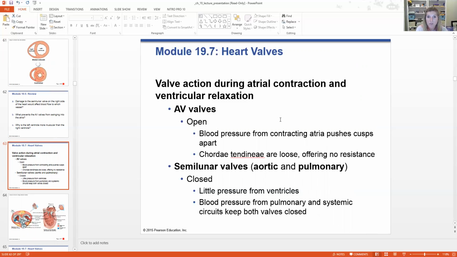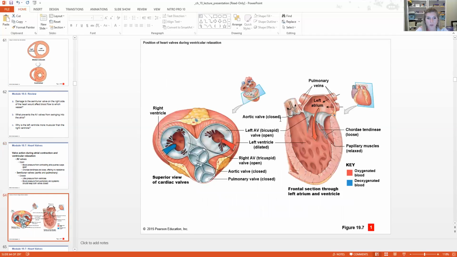So the AV valves, or atrioventricular valves, when they're open, this is when the blood pressure from contracting is going to push the cusps apart. The chordae tendineae are loose, there's no resistance, right? They're open. The semilunar valves are generally closed, right? Little pressure from ventricles, the blood pressure keeps them shut, no big deal. They're going to open once the pressure in the ventricles gets high enough to push that blood up and out. And we'll talk about that physiology later. But by default, the AV valves are open. By default, the semilunar valves are closed.